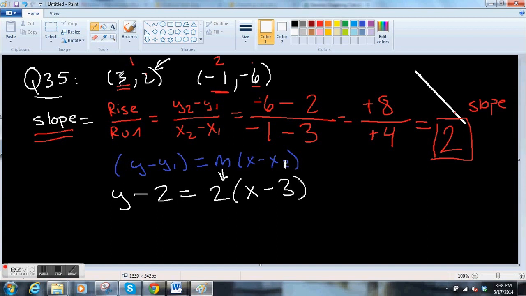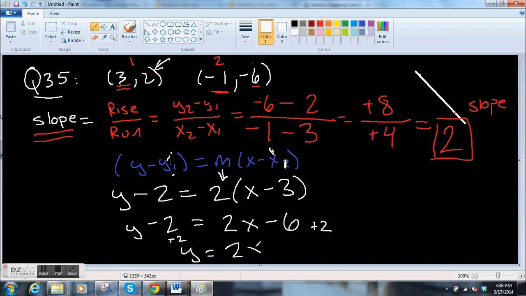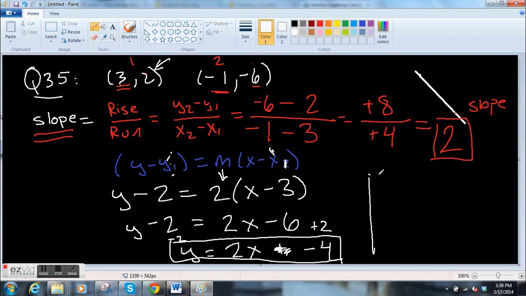So whichever y you're using, make sure you use the same x. So this is all 1 point right there. These guys are 1 point. So now we simplify. y minus 2 equals 2x minus 6. So I add 2 to both sides, and I get y equals 2x minus 4. If you'd used the other point, you would have gotten the same thing.